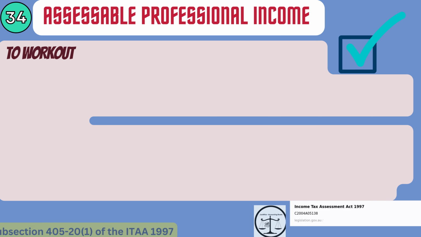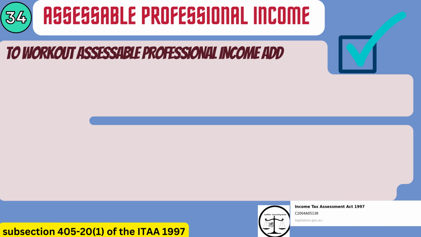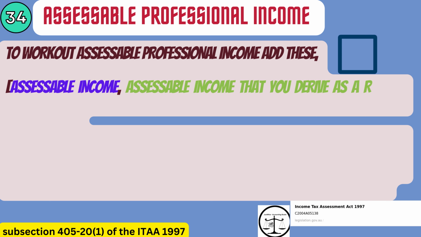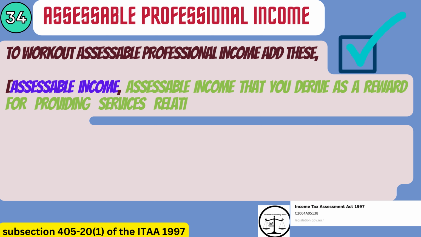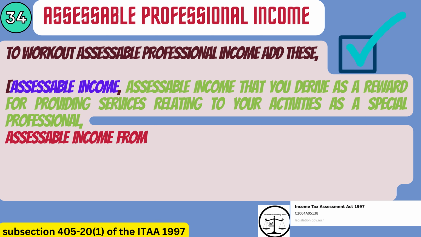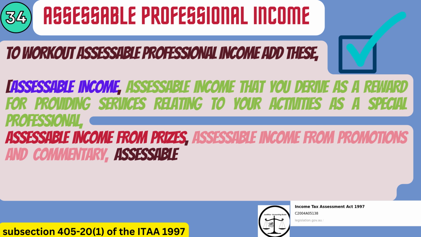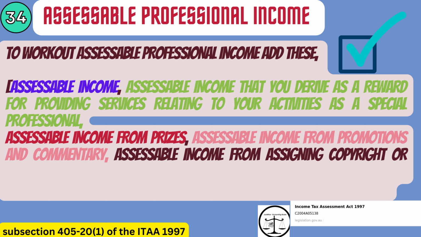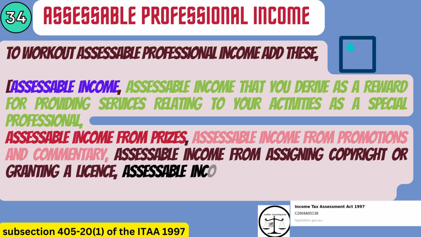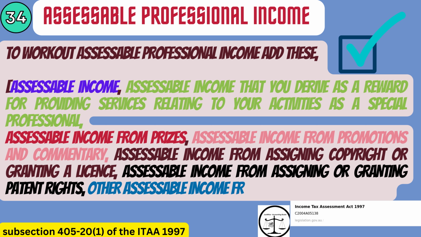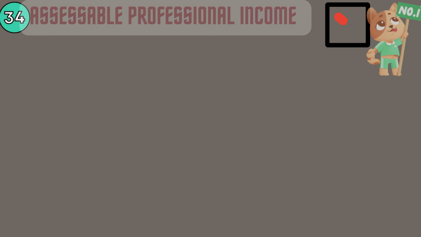To work out assessable professional income, add these: assessable income that you derive as a reward for providing services relating to your activities as a special professional. Assessable income from prizes. Assessable income from promotions and commentary. Assessable income from assigning copyright or granting a license. Assessable income from assigning or granting patent rights. Other assessable income from works or inventions.